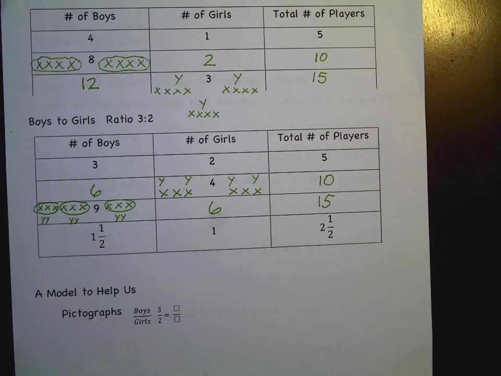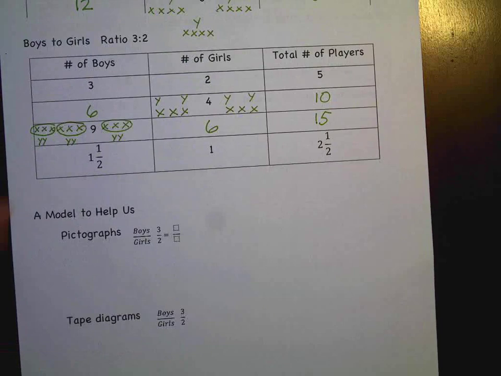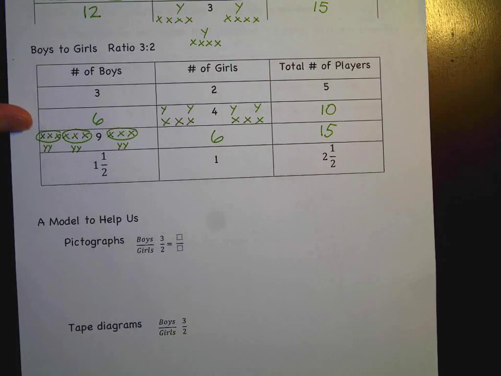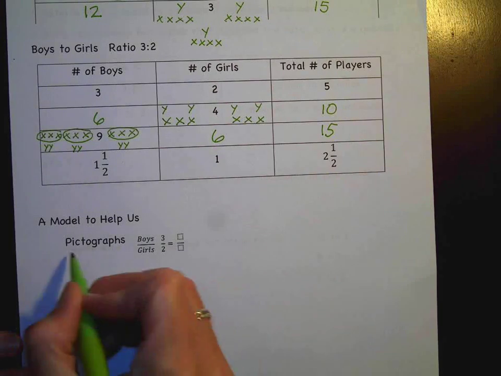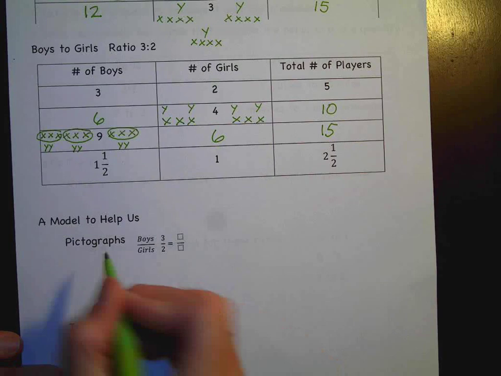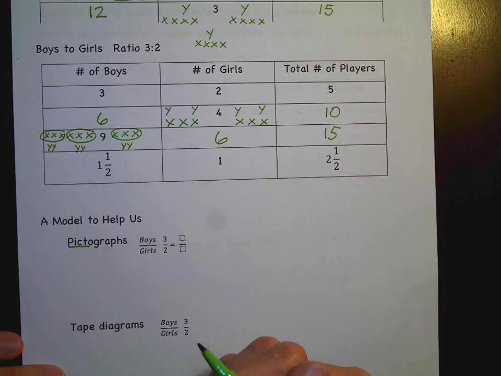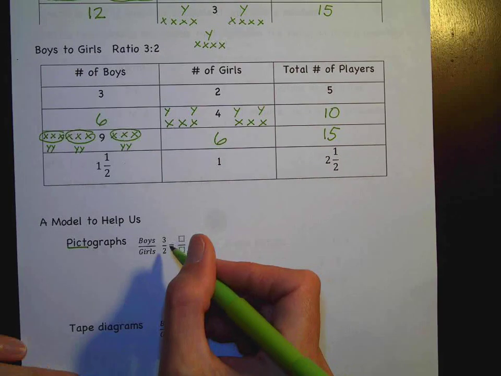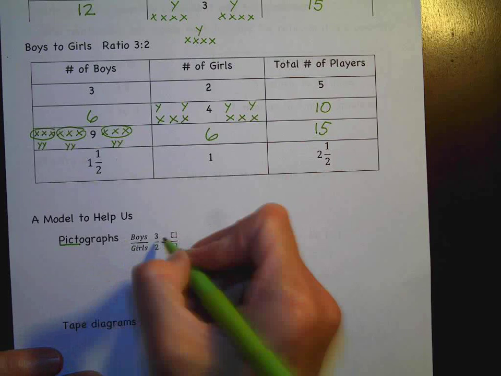Okay? Now, the next one that we want to use to help you is having a model. Because sometimes a table is okay, but sometimes another way that's very, very helpful when you figure this stuff out is to use a model. And the model that we're talking about in this one is pictographs. So in pictographs, you actually draw the pictures. Picto means picture, picture graph, okay? So in this one, we're actually going to draw a little picture.